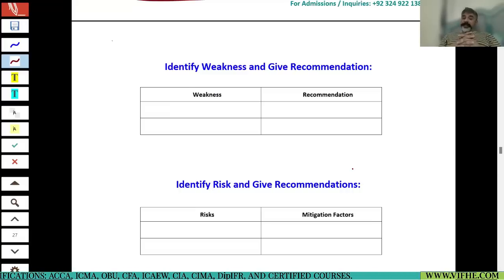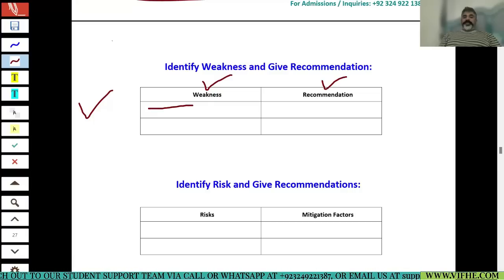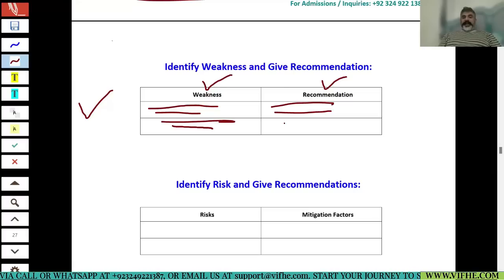So whenever you get this type of a question, identify the weakness and give recommendation, try to use a tabular format. It will simplify your answer. Try to use a tabular format. We will make one table, a 2-column table. On the left side, we will mention weakness. On the right side, we will mention recommendation. So here is the weakness and here is the recommendation. Another weakness, another recommendation. You see, one-on-one.